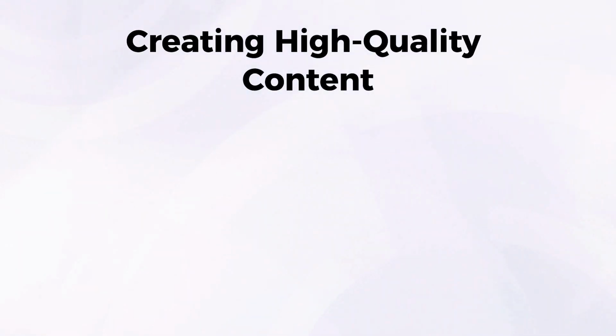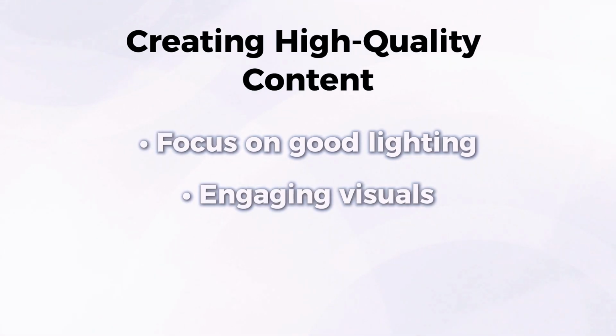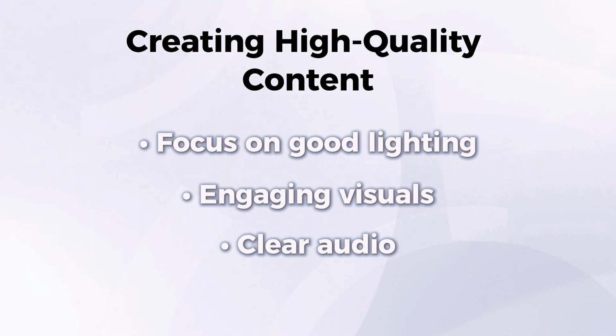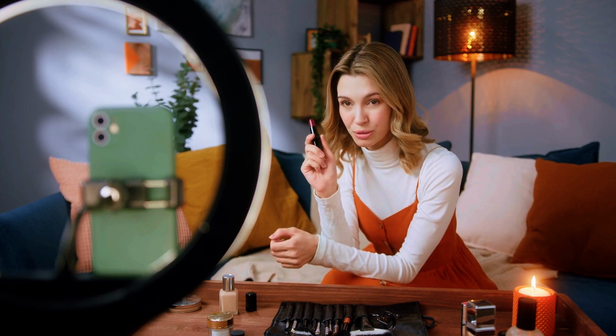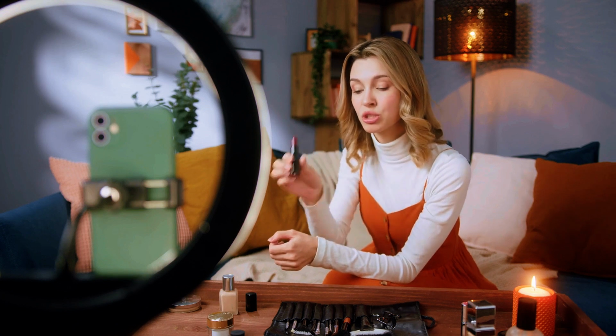And so now we're going to talk about creating high quality content. You really want to invest time in learning the basics of content creation. For videos, you really want to pay attention to good lighting, engaging visuals, and clear audio. Please don't feel like you have to spend tons of money to start. To be honest, all you need is a quiet and well-lit room and a phone with a very good camera. If your home is not well lit, I recommend only investing in a ring light because light, like I mentioned earlier, is very important.